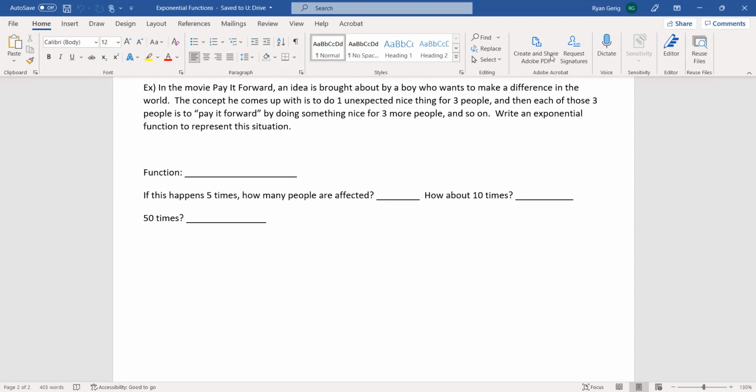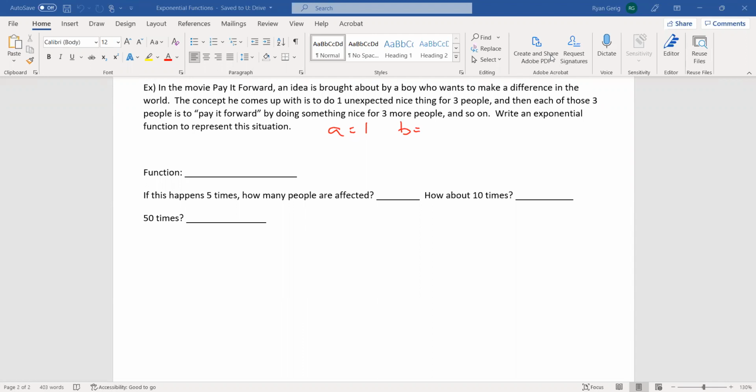Okay, so A is not as easy to come up with on this one, but the idea is the initial starts with 1 person. So A is actually 1 here. B is basically what's happening is 1 person is doing 1 nice thing for 3 different people. So each time this occurs, the number of people it affects triples.